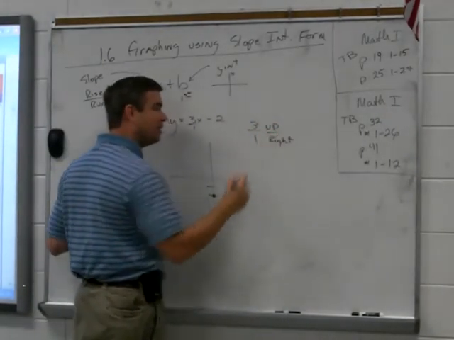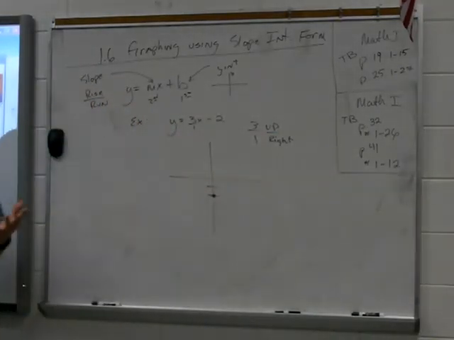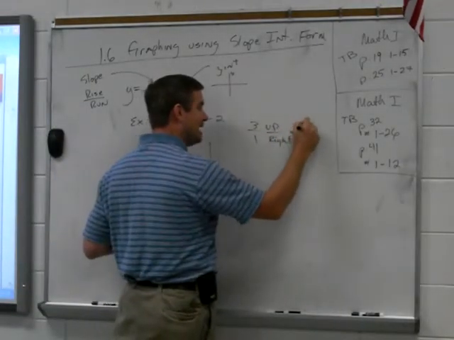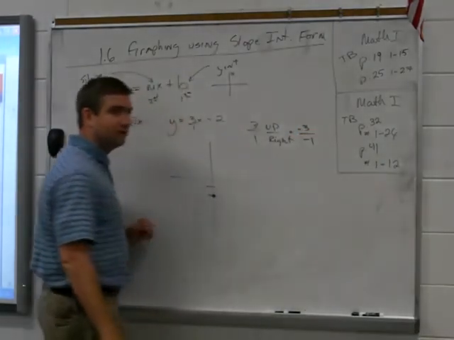How do we know up and right? Where do those words come from? Why are they up and right instead of down and left? They're positive. Very good. 3 over 1 is the same as negative 3 over negative 1, isn't it?